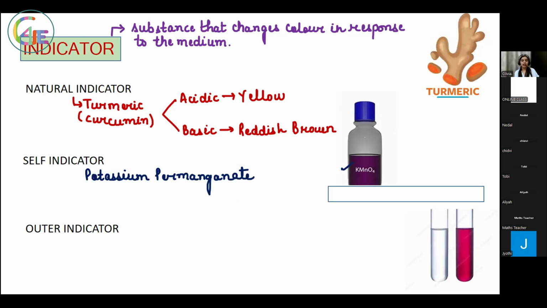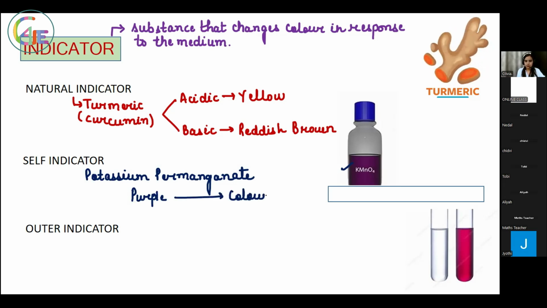Initially, it remains violet in color, but as the medium changes, it changes into colorless. Yeah, initially it is purple, or I can say violet in color, but as soon as the reduction reaction takes place, the color changes into colorless. So you can say it is purple, and then it converts into colorless.